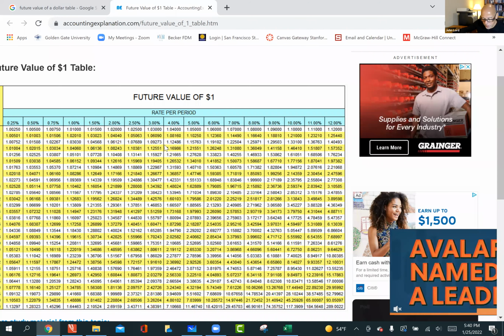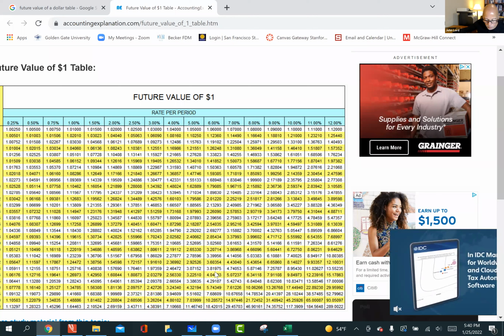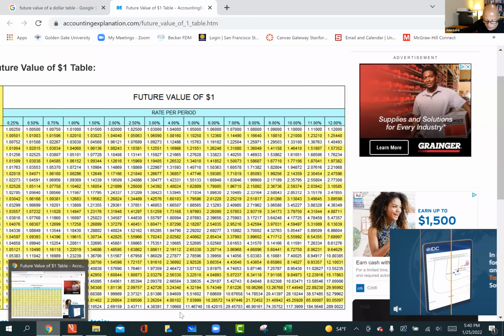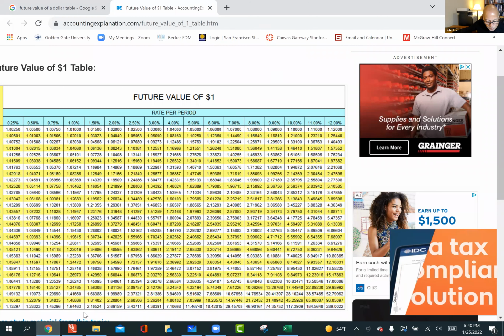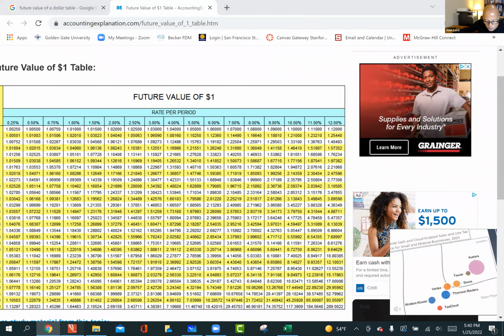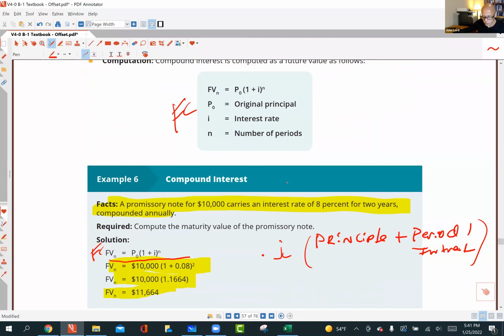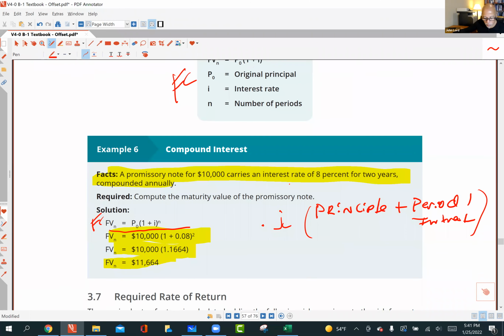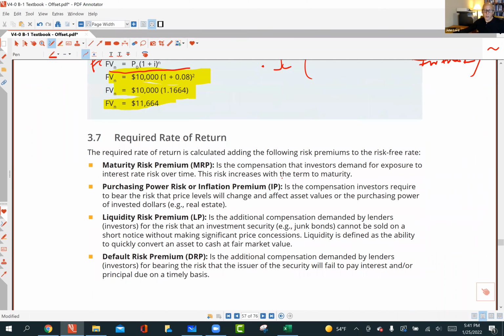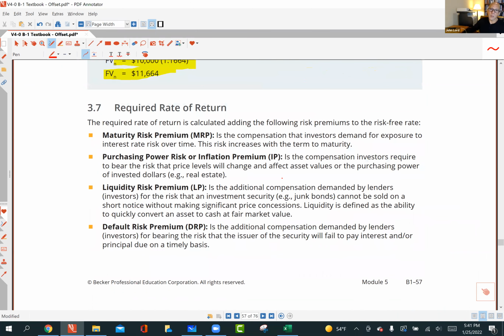Okay, again, that assumes you have the table available, but I do want you to go ahead and flashcard the formula for that, and I pointed that out to you in the example so that you can go ahead and calculate that if you need to: what would it grow to, the maturity value of the promissory note over 2 periods. Okay, question? All right, good. Let's go ahead then.